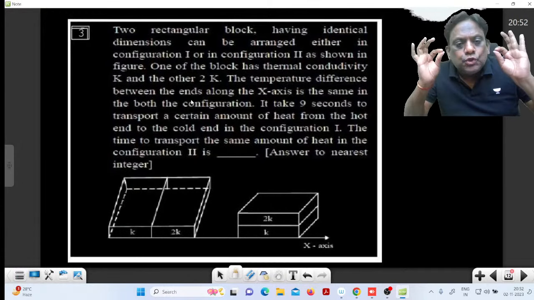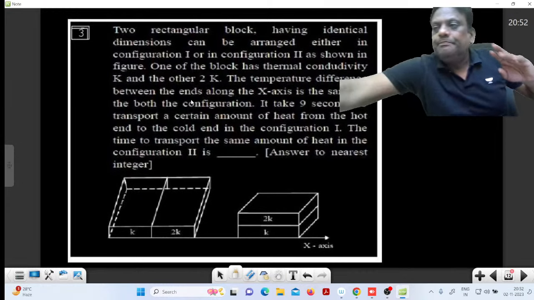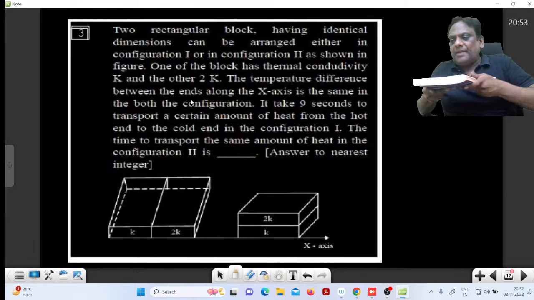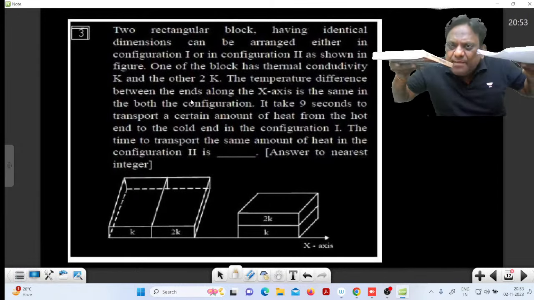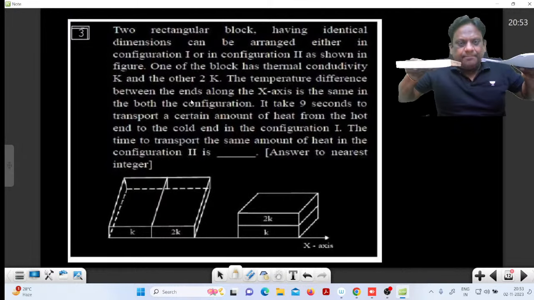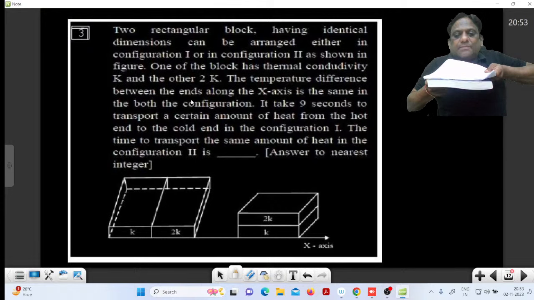Let me explain this question. There are 2 rectangular blocks. Now I will explain the question very well sir. This is one rectangular block and there is another rectangular block. Assume they have the same dimensions, both have the same dimensions. We are keeping like this. In one configuration we are keeping like this and in another configuration we are keeping like this. Is it understandable sir?